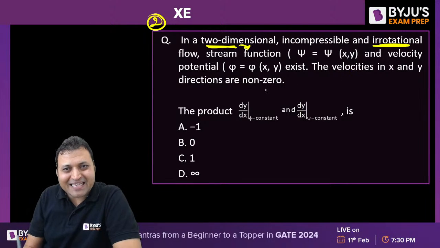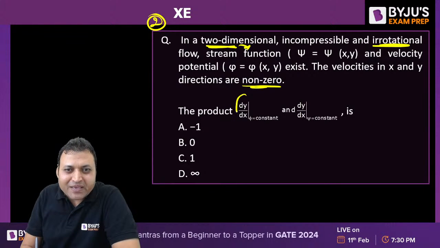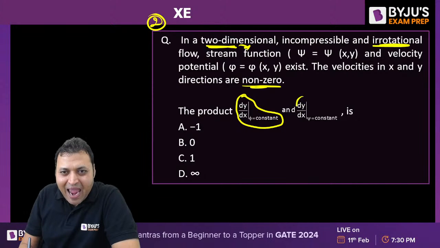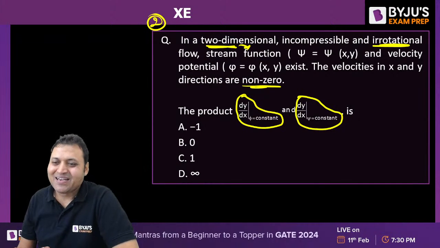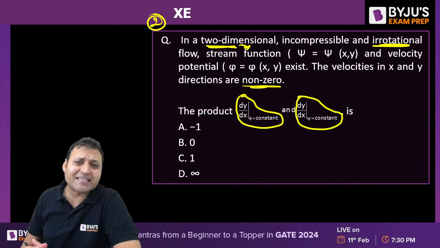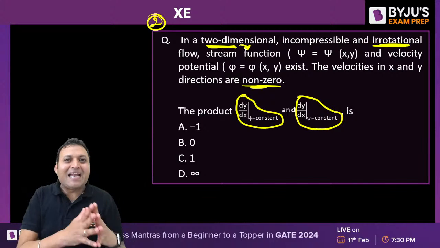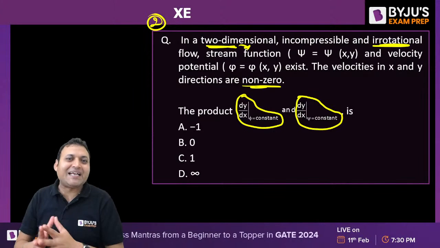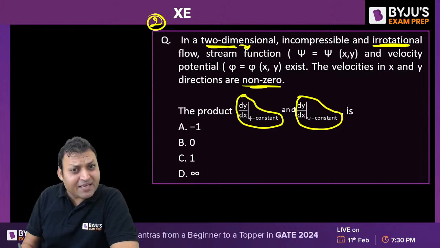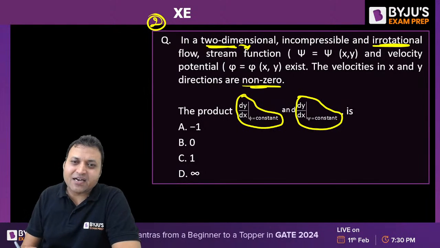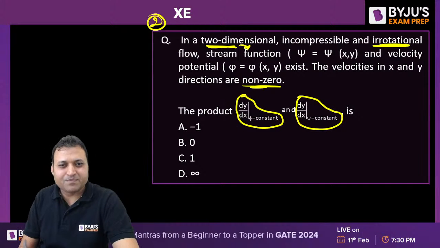The velocities in x and y directions are non-zero. Then the product of the slope of the equipotential line and the slope of the streamline will be? What is the answer? Yes, Deepak, very nice. Please share your answer, everyone. Please be there in the session with your full dedication, with your full concentration and your full energy and enthusiasm. Please keep on communicating your answer through the comment section so that your confidence level should boost up.